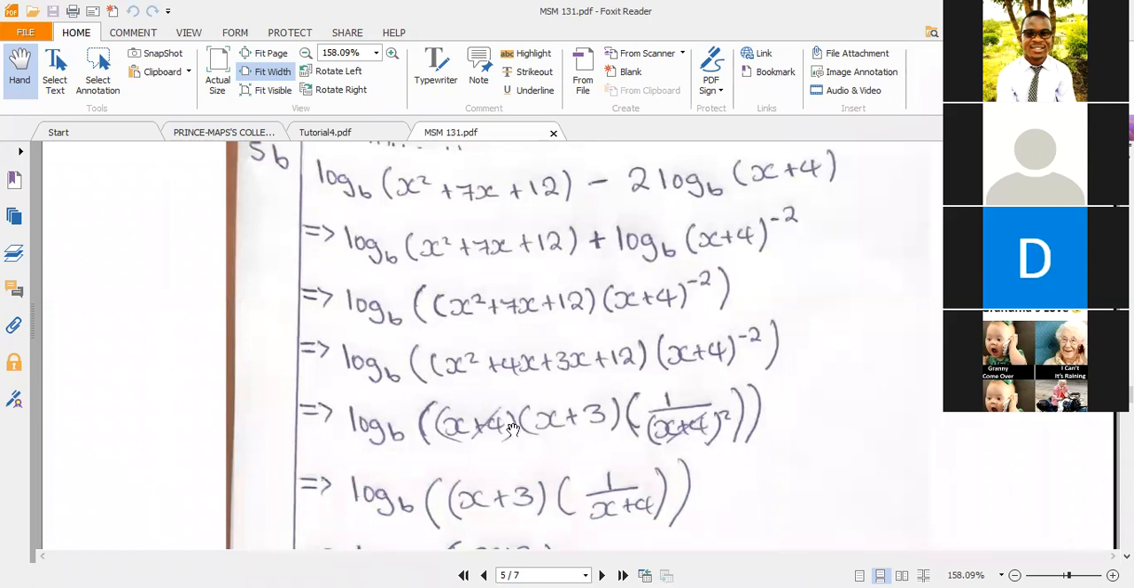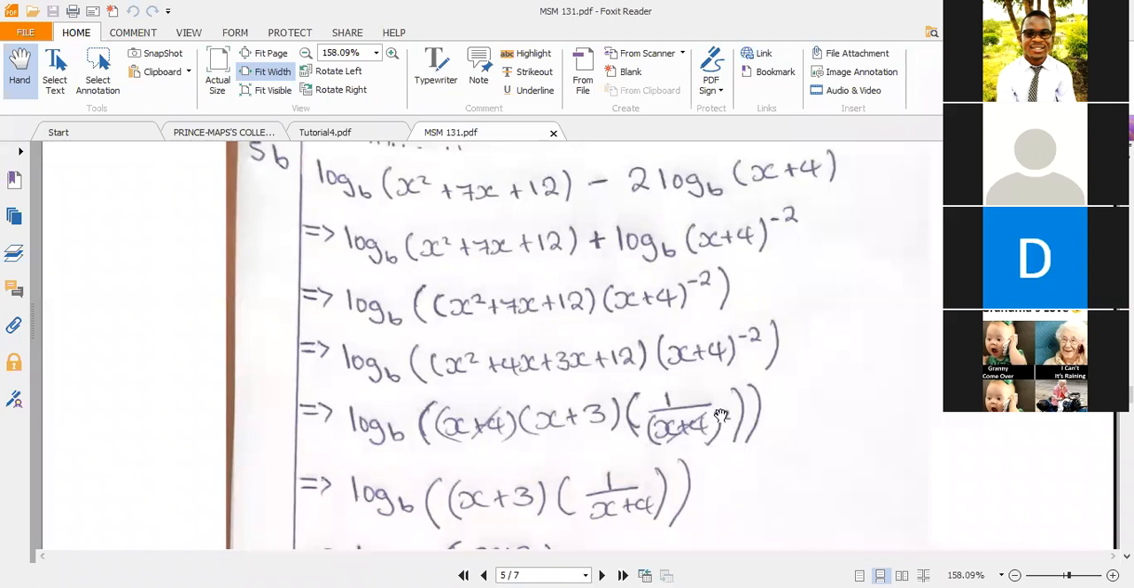So now at that point, we can simplify x squared plus 7x plus 12 because we can factorize this. The product is 12, the sum is 7. Two numbers that we can multiply to get 12 and add to get 7, that is 3 and 4. So if we simplify, we're going to have x plus 4 and x plus 3, multiplying 1 over x plus 4 squared.